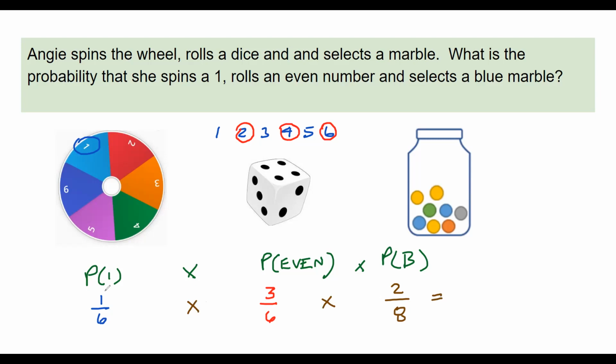Now, if I do this manually, I'm going to say 1 times 3 times 2, that's 6 on the top of our fraction. And then 6 times 6 times 8 is 288. And then we can try to reduce this fraction, and we find out that that reduces to 1/48. And that's our answer.